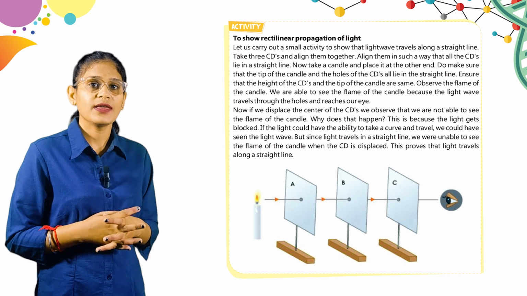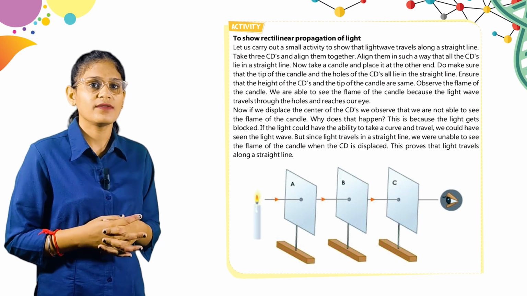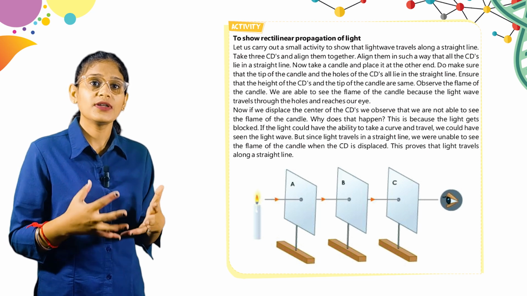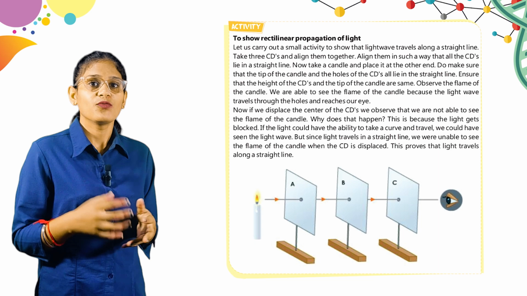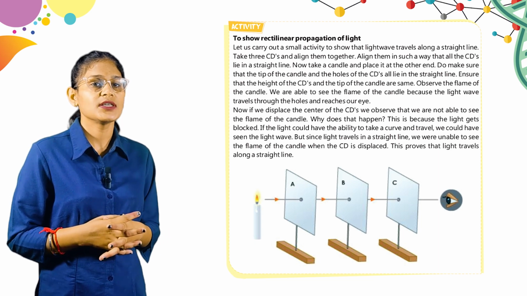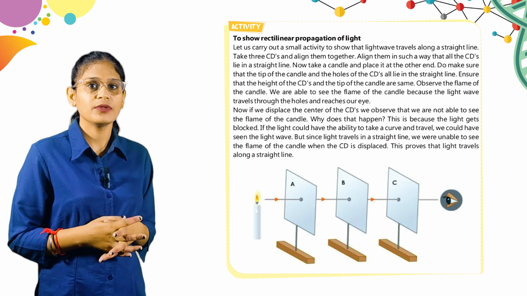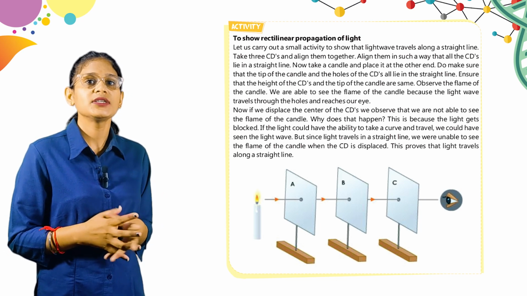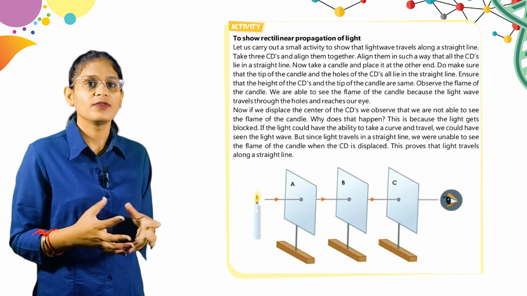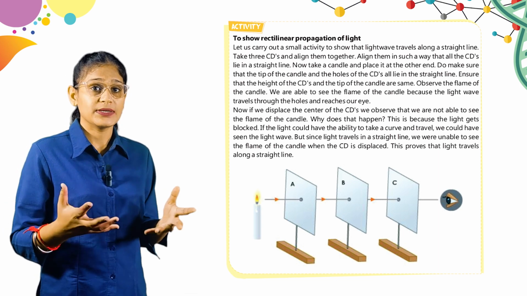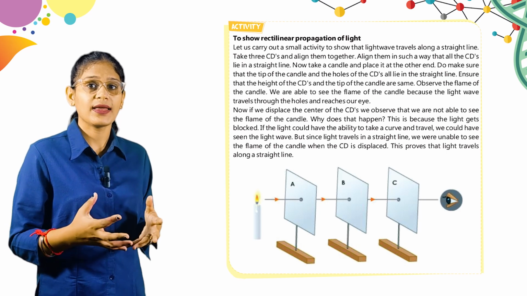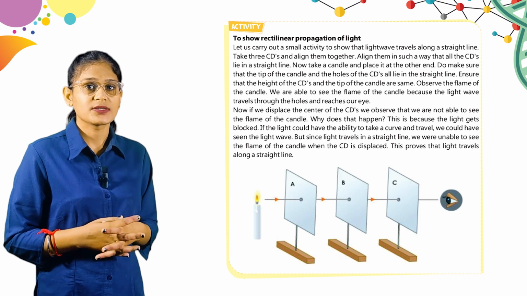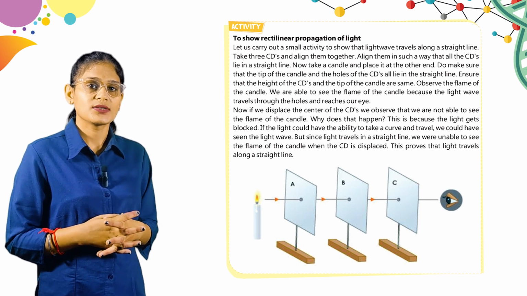We are able to see the flame of the candle because the light wave travels through the holes and reaches our eye. Now, if we displace the center of the CDs, we observe that we are not able to see the flame of the candle. Why does that happen? This is because the light gets blocked. If the light could have the ability to take a curve and travel, we could have seen the light wave. But since light travels in a straight line, we were unable to see the flame of candle when the CD is displaced. This proves that light travels along a straight line.